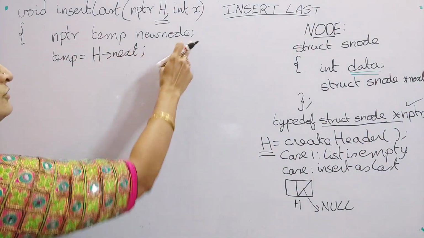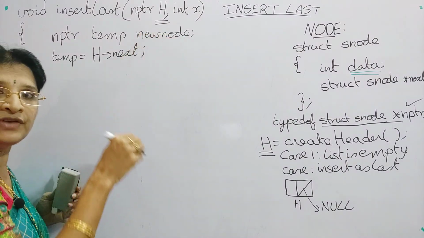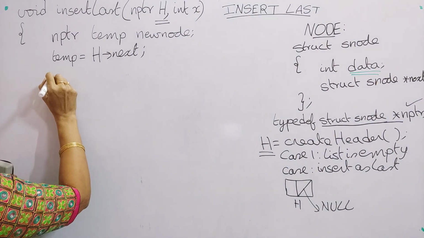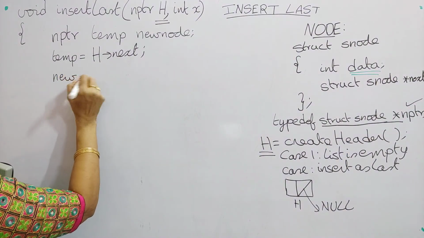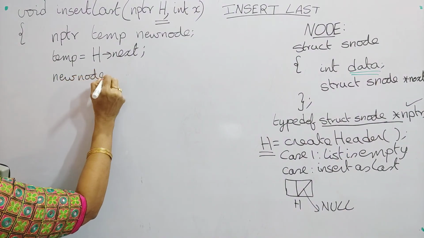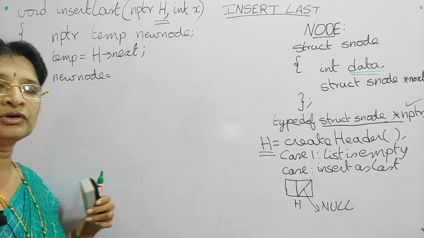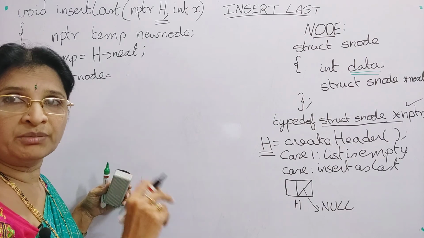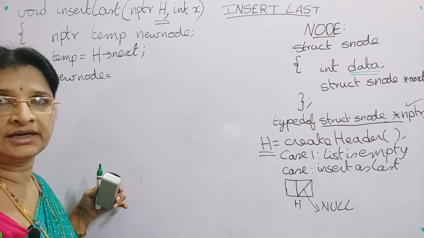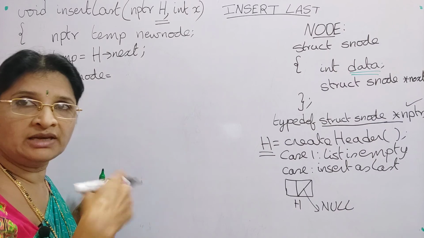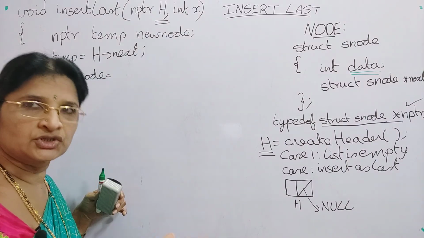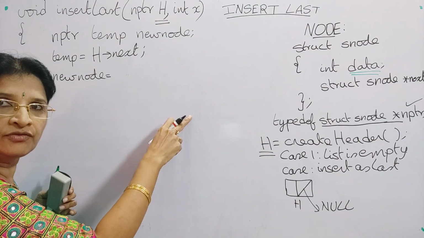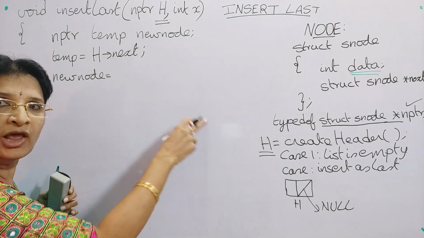Now what do we have to do? First, we have to create the memory for this new node. How can you create it? New node is equal to, and we have to use the malloc function for allocating memory dynamically at runtime. The malloc function is available in the header file alloc.h. What is the syntax for allocating memory using the malloc function?